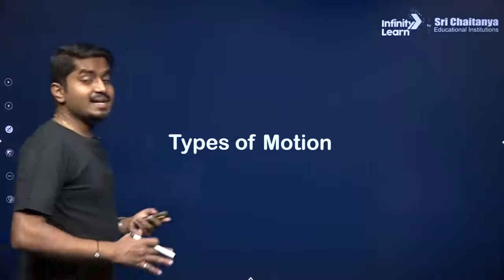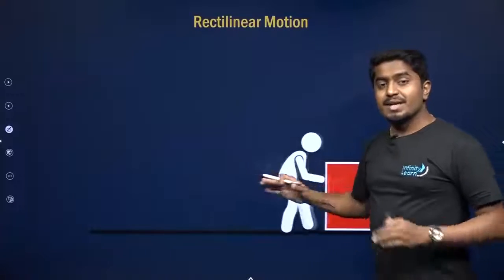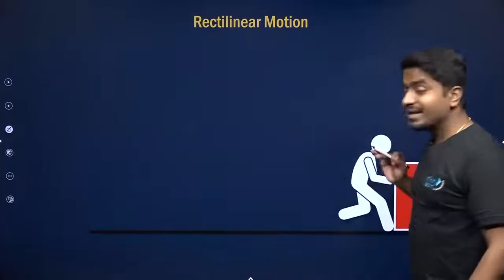So let's understand different types of motion. You see this person, he's just pushing the object. Is the object moving in a straight line?